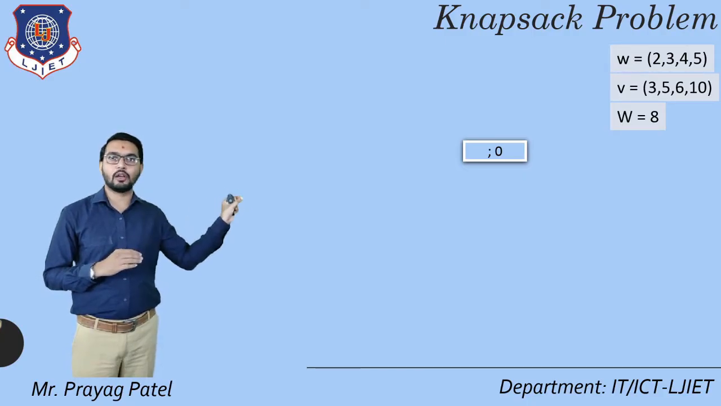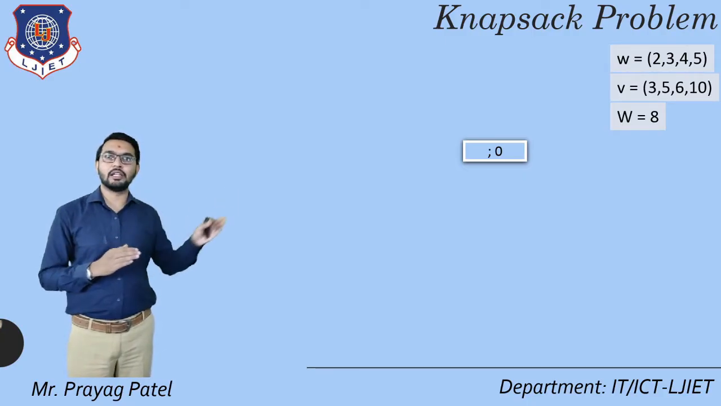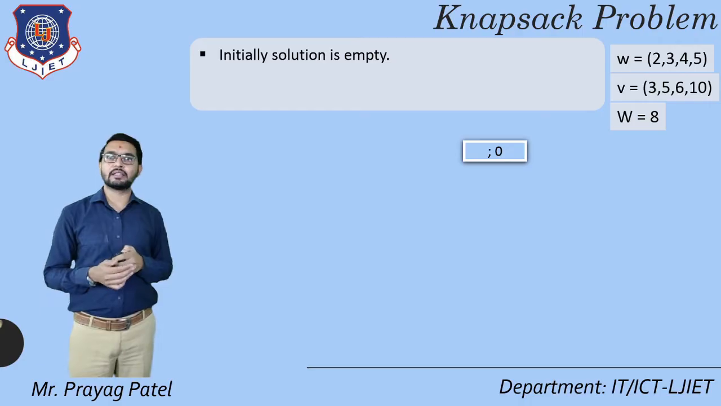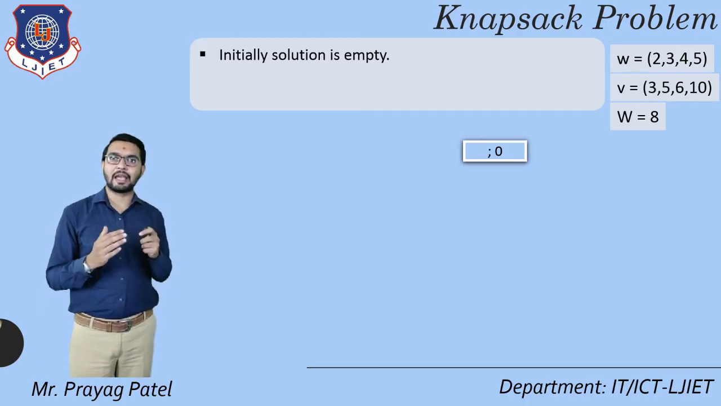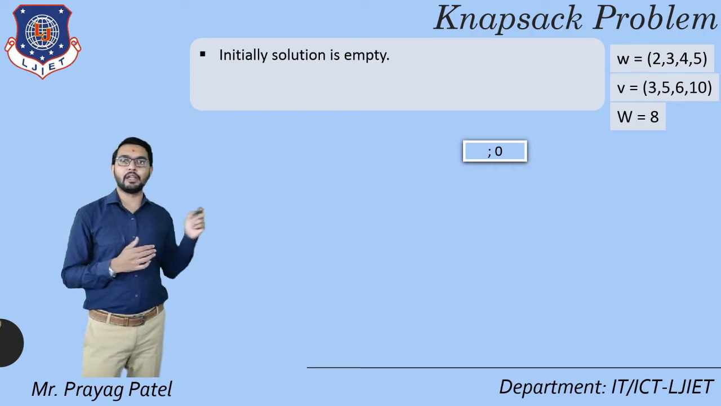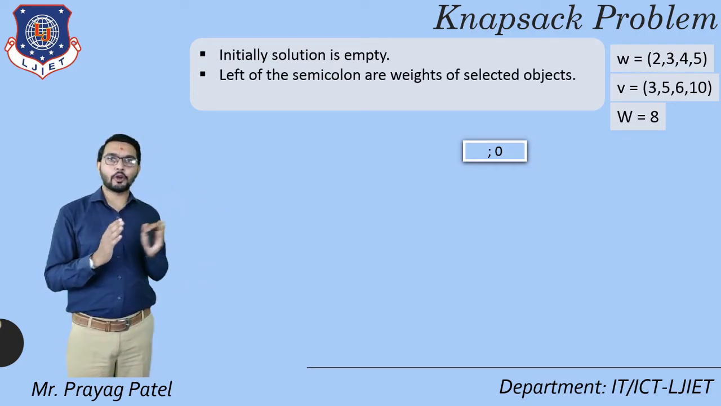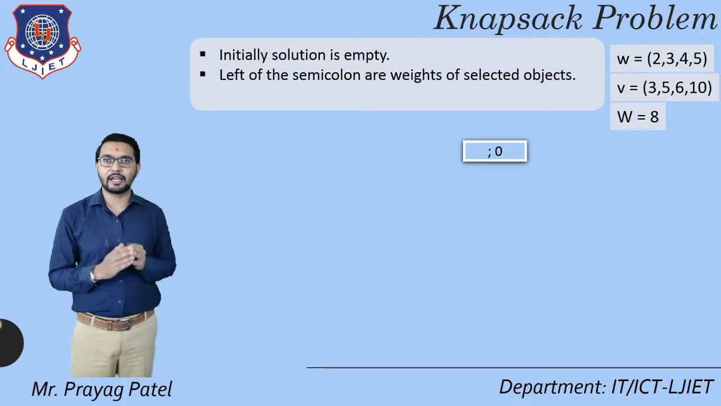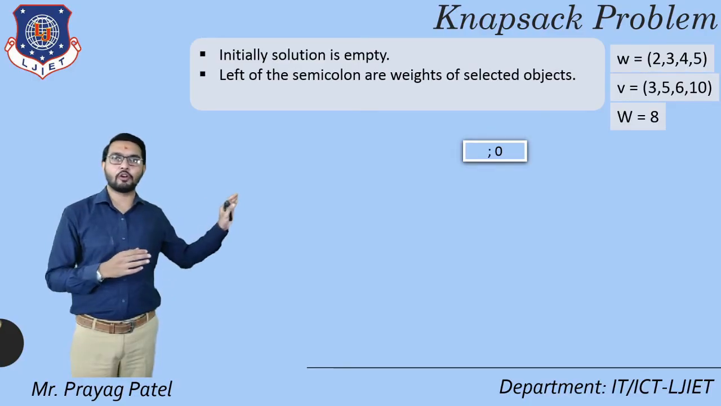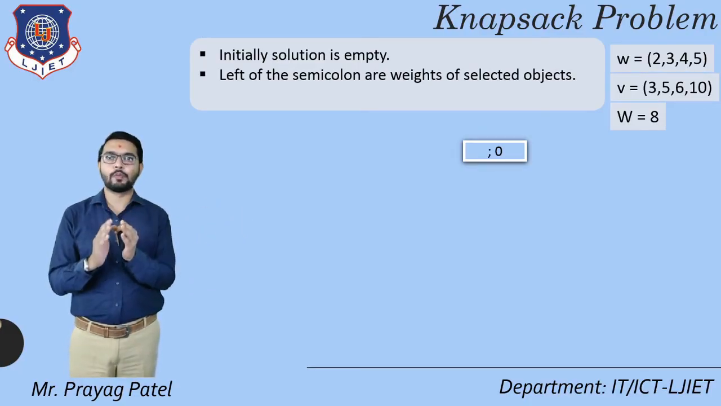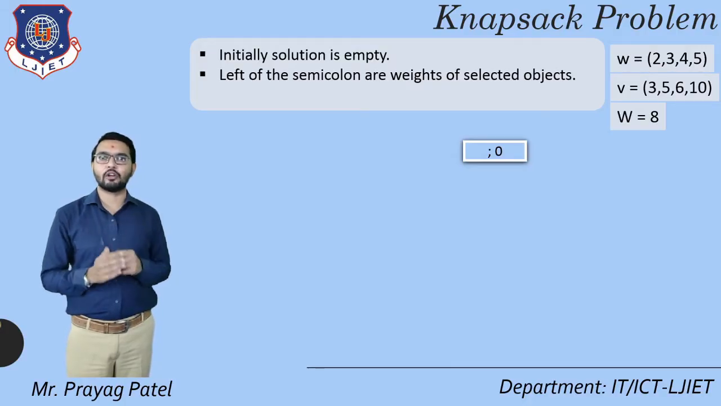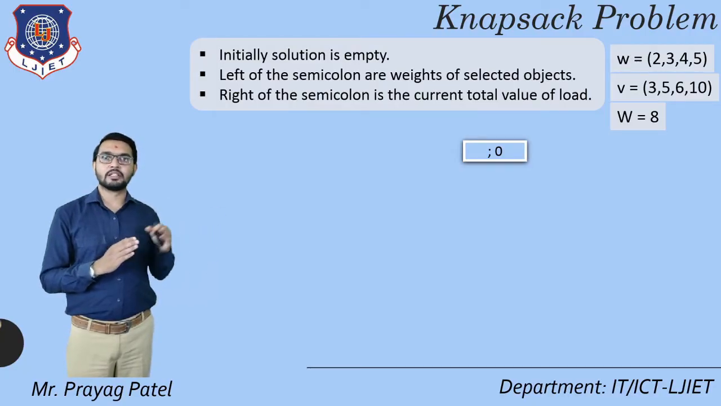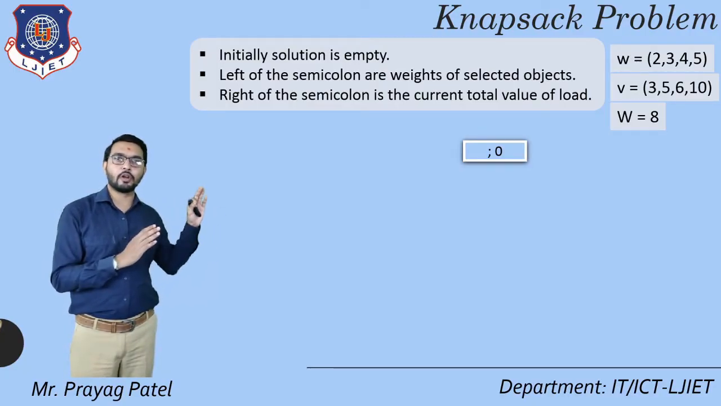Now in the state space tree, what does each and every node represent? Here consider the first node as the root node. In the root node consider two sections: first part, then a semicolon, then second part. Initially the solution is empty, so the total profit is equal to 0. Left of the semicolon is the weight of the selected objects. Here no object is initially selected, so a blank portion for the left part of your node. In each and every node there are two parts. The left part is the weight of your selected objects, and the right part, to the right of the semicolon, is the total profit of your selected objects.